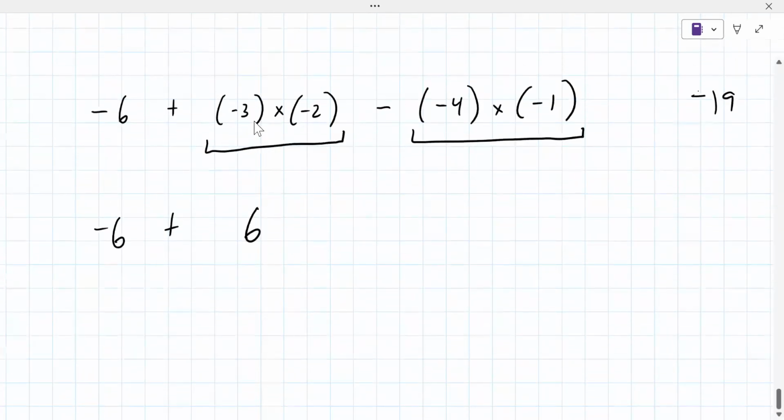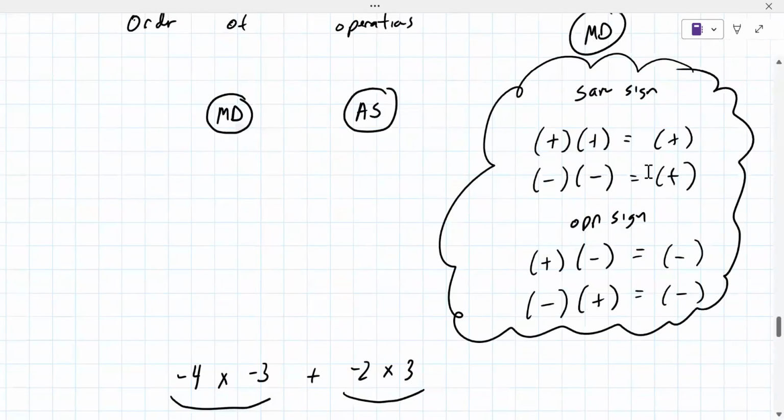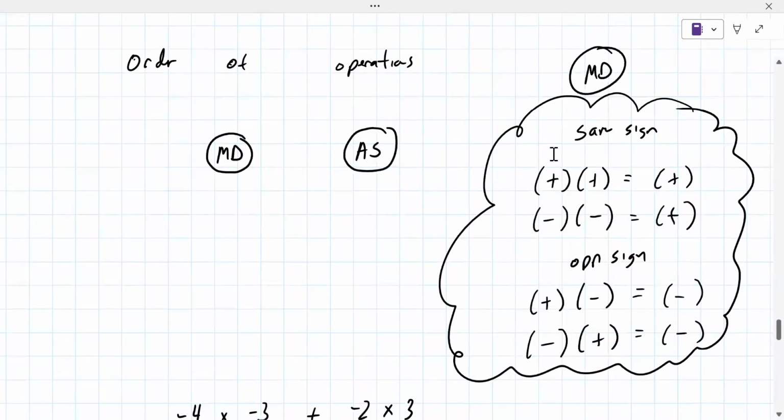So -3 times -2 is 6. What is -4 times -1? Negative 4. Again, they're both negative. Did you write these rules down somewhere? You need to write them down where you can look at them, because I can keep scrolling every time, but that's going to get difficult. You have to just be able to look at these.